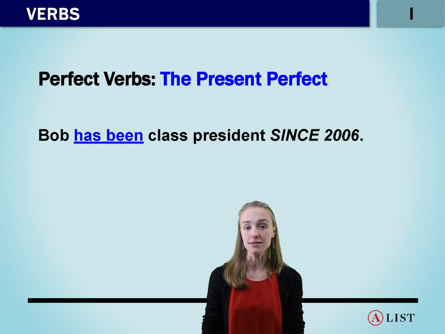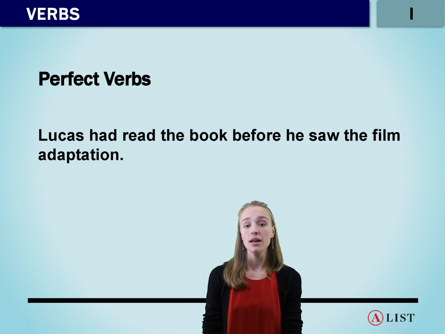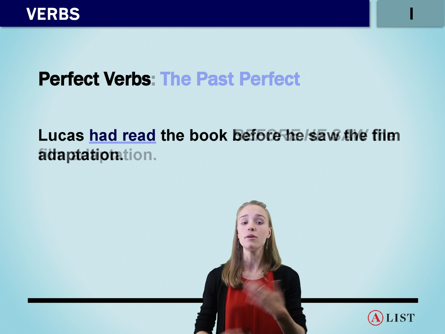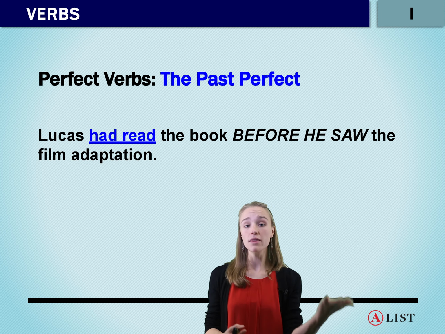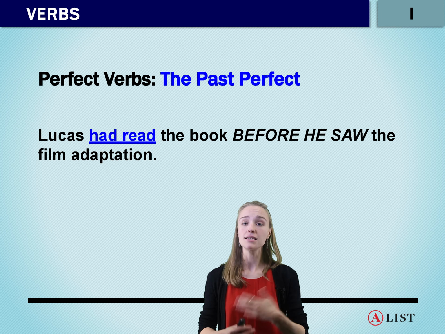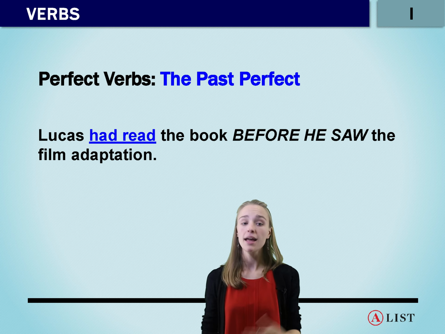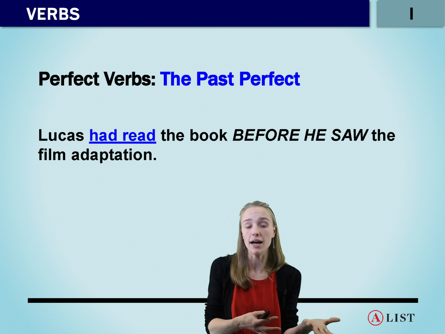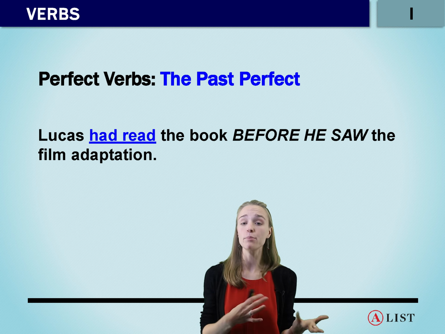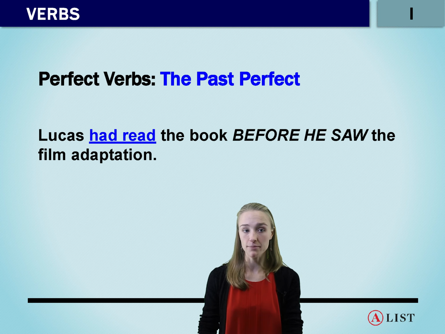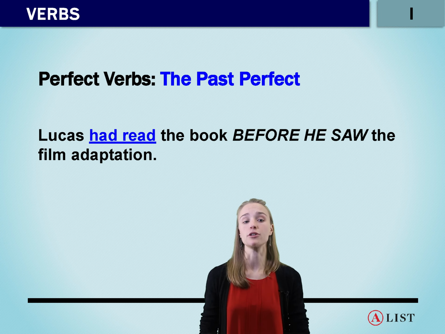Another type of unusual tense is the past perfect tense. In this example, Lucas had read the book before he saw the film adaptation. We have before he saw, which tells us that one thing is happening before another. And in this case, we're going to say Lucas had read the book before he saw the film adaptation. Had read is a combination of the word had and read. And that tells us that that happened in the past before he did his next action, which was seeing the film adaptation. So as you can see in this example, our past perfect tense is made up of two verbs: had read the book before he saw the film adaptation.